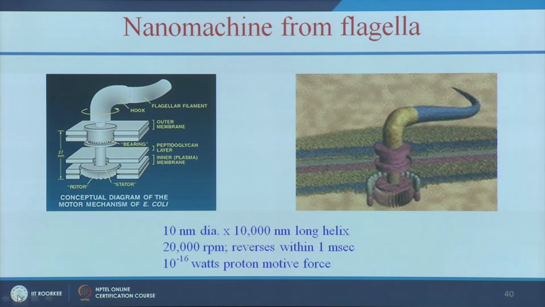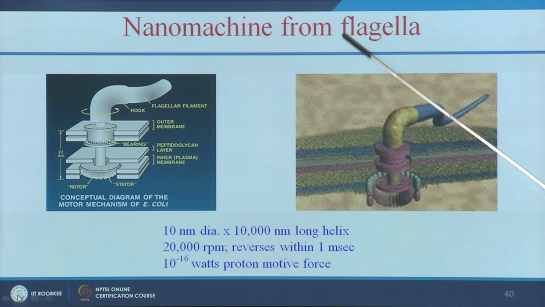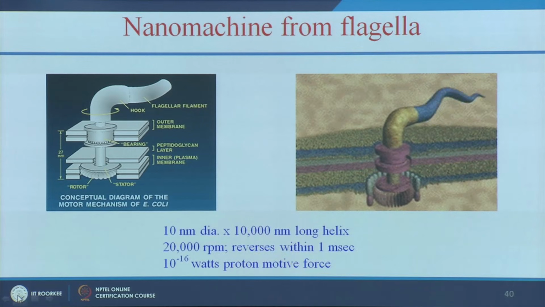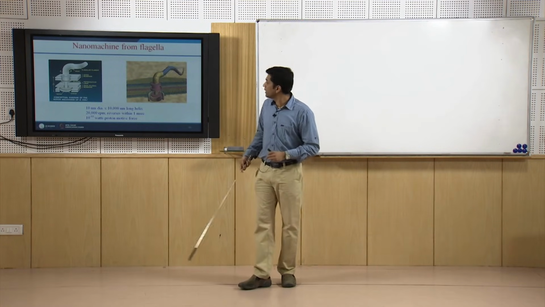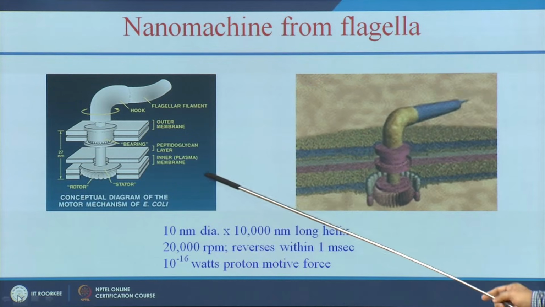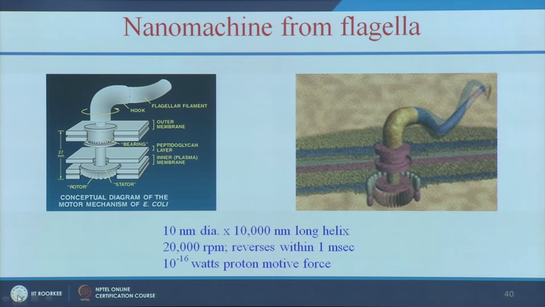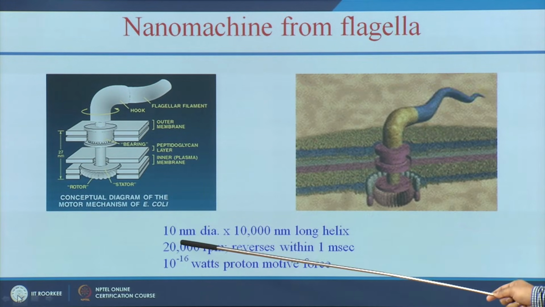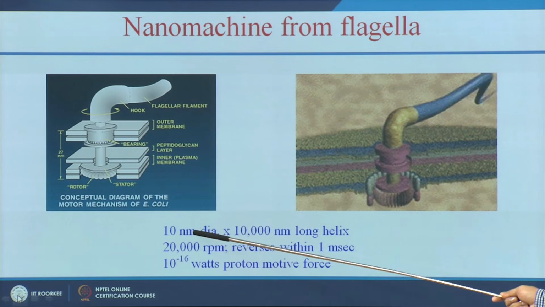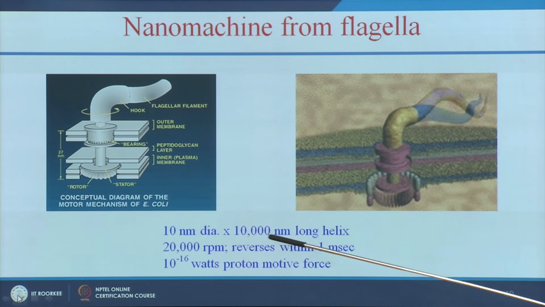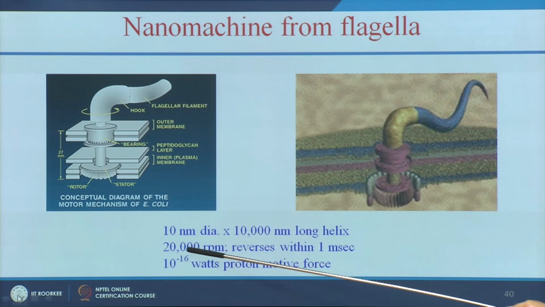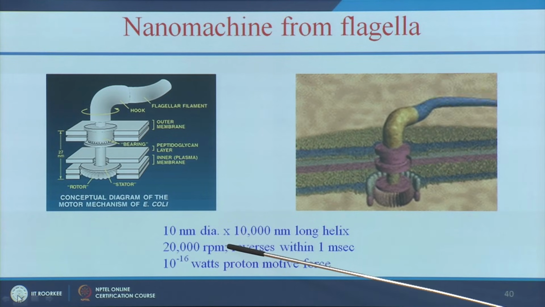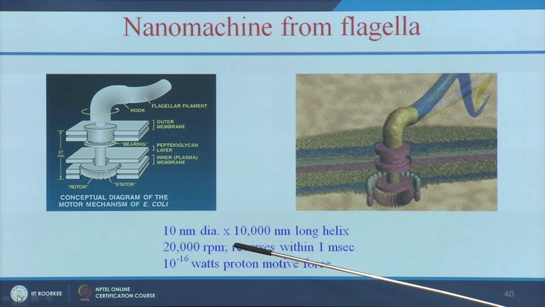So, let us see another simple example, bacteria flagella. You might have seen that bacteria move from one location to another using the flagella. If you closely observe this flagella, it looks like a nanomachine or nanomotor. You can see here the size of this flagella is 10 nanometer in diameter and a 10,000 nanometer long helix, and it goes at 20,000 rpm. What is rpm? Revolutions per minute or rotations per minute.